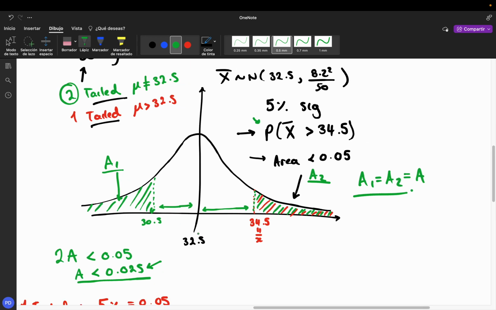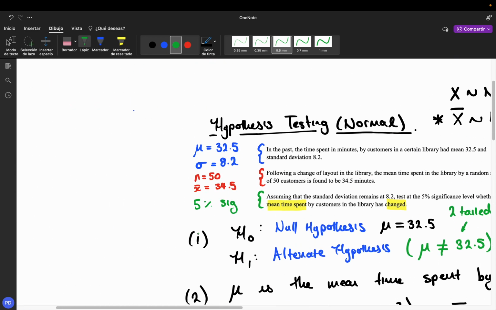Yeah, great. I think that's a good place to stop.